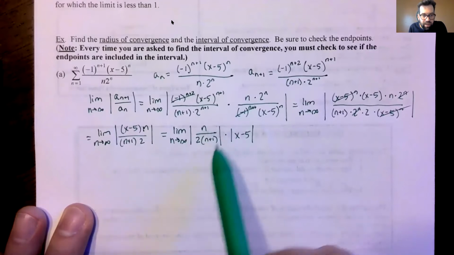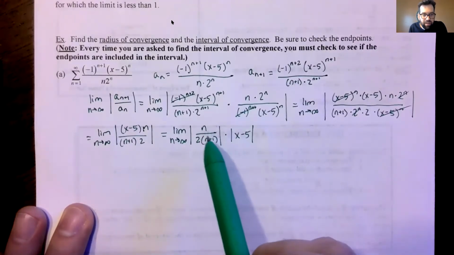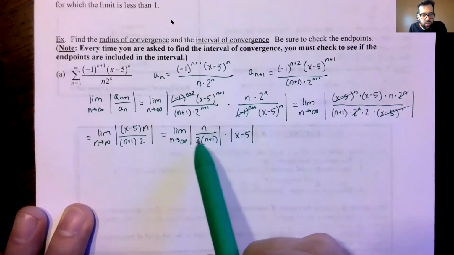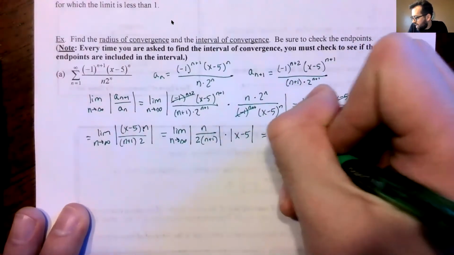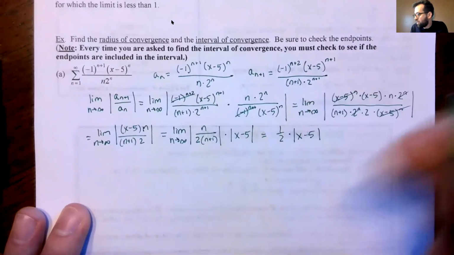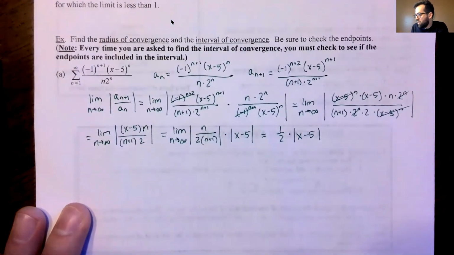So now I'm just going to evaluate this limit. And since I have the same exponent on top and on the bottom, same degree, it's going to approach 1 divided by 2. So this is now equal to 1/2 times the absolute value of x minus 5. 1/2 is already positive, so I didn't need to keep the absolute value bars. And we get to the end of the ratio test.